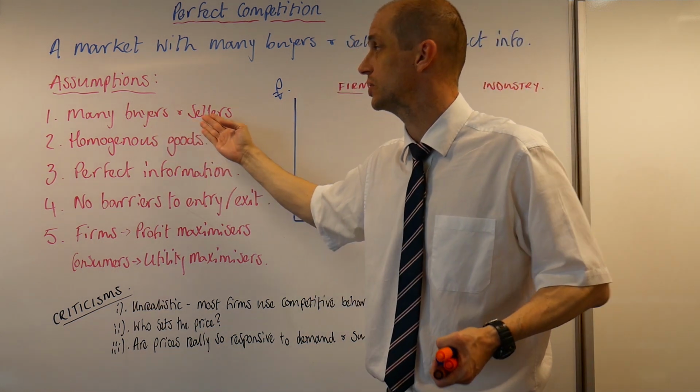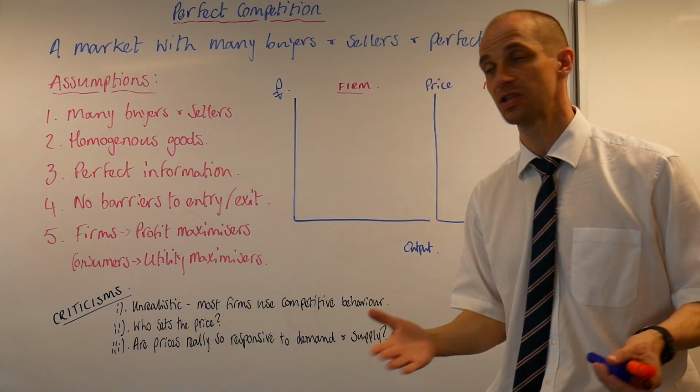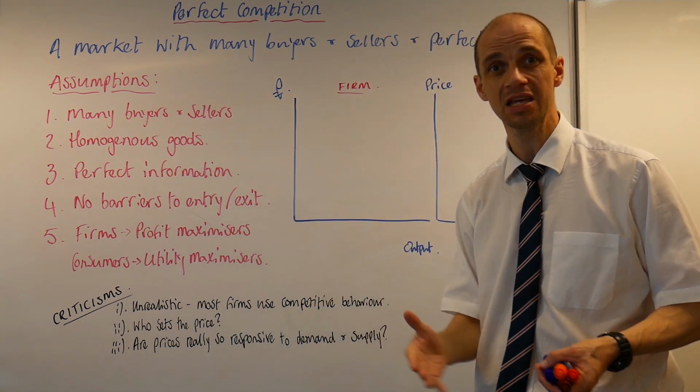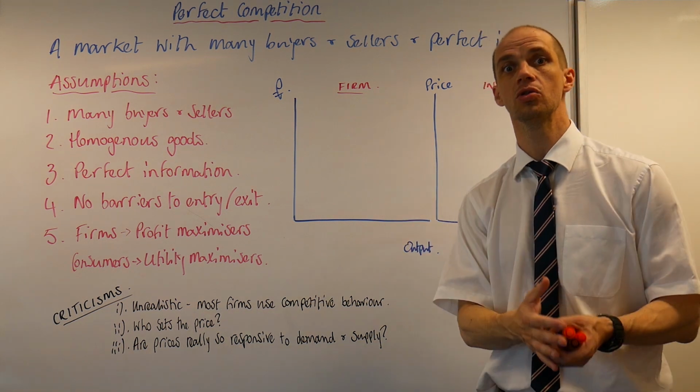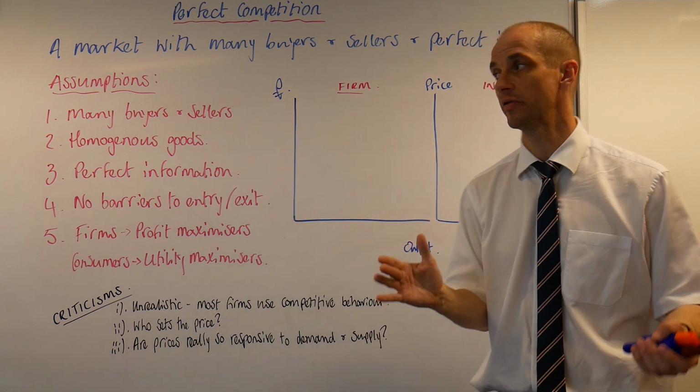That there's many buyers and sellers, of course. There's homogeneous goods, so that means that the firm will be a price taker because their goods are not differentiated in any way from the rest of the goods that are available.